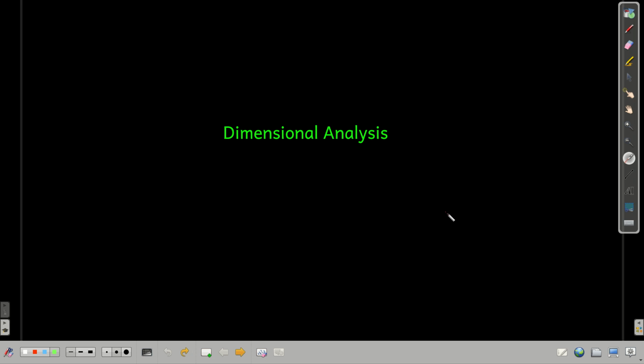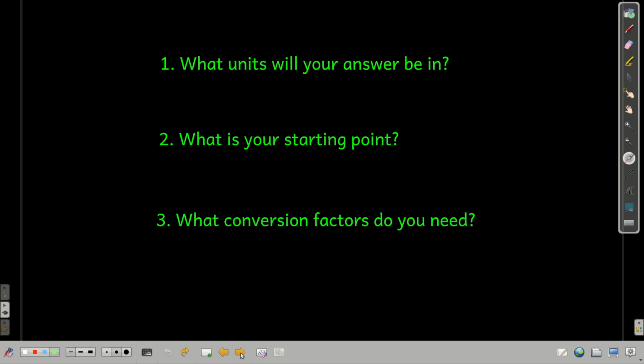All right, so there's basically 3 steps to this technique. As you're reading a word problem, you're going to ask yourself these questions and answer them. One of the first questions is, what units will your answer be in? Most of the time, somewhere in the problem, they're going to tell you what units your answer will have. Notice there's no number associated with this. It won't be until you finish solving the problem.